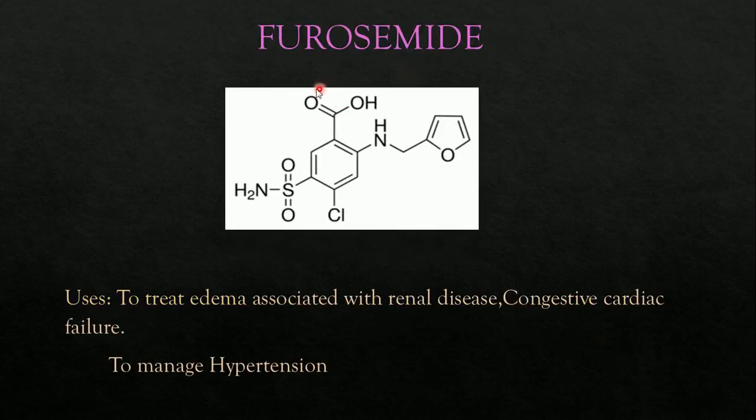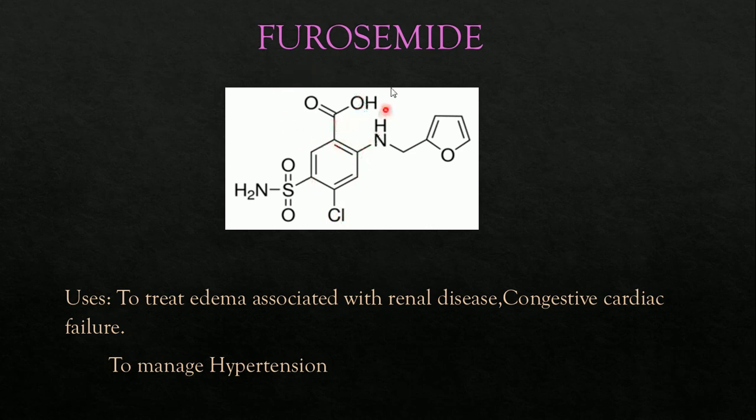Loop diuretics is the third class of diuretic drugs. Furo indicates furan group is present. This furan group is attached with methyl amino group. This methyl amino with the furan group is attached to one phenyl ring. This phenyl ring contains a sulfonamide group and chloro group and carboxylic acid group. Sulfonamide group will get the first position, 2nd, 3rd, 4th, 5th.